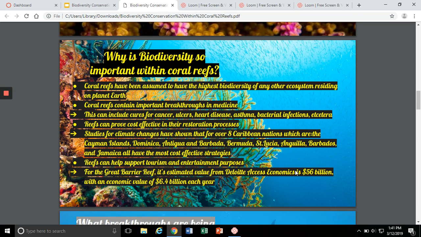Studies for climate change have shown that over 8 Caribbean nations, which are the Cayman Islands, Dominica, Antigua and Barbuda, Bermuda, St. Lucia, Anguilla, Barbados, and Jamaica, all have the most cost-effective strategies. Reefs can help support tourism and entertainment purposes as well. For the Great Barrier Reef, its estimated value from Deloitte Access Economics is $56 billion, with an economic value of $6.4 billion each year.